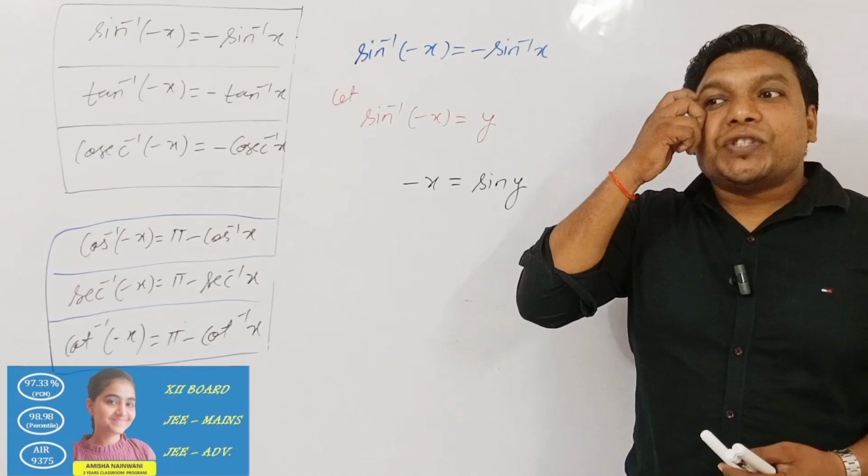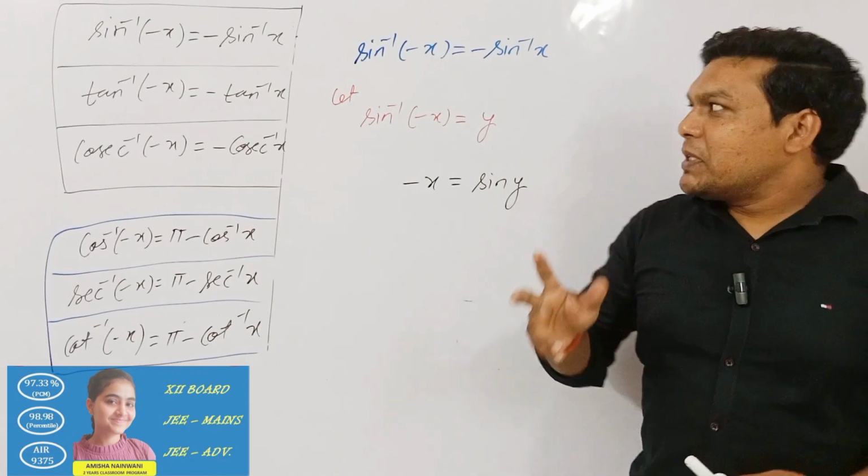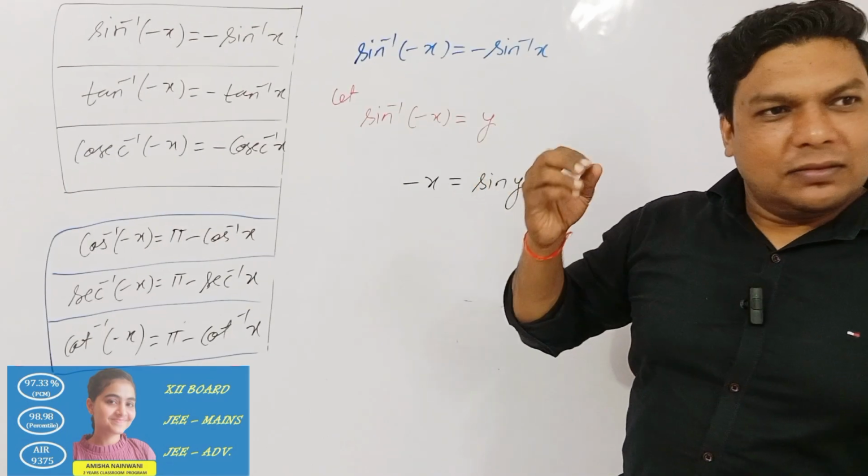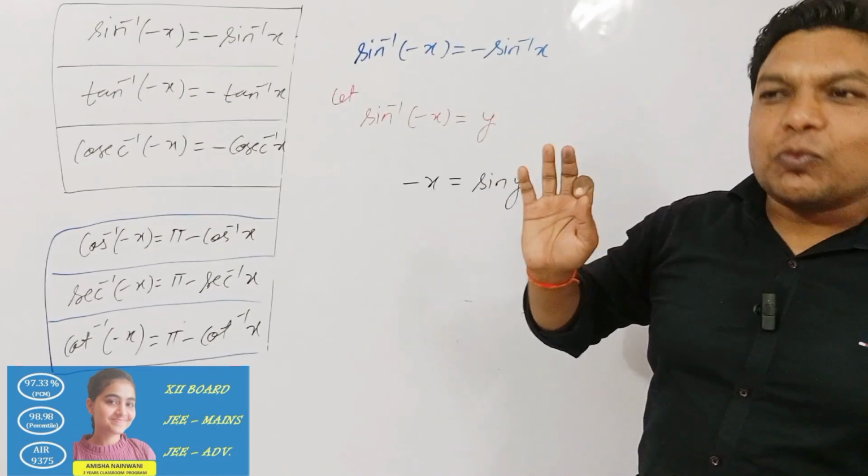Now the question is how it happens. Some people say that sine will go this side and it will be sine of y. सबसे वाहियात तरीका है, सबसे बेवकूफी वाला तरीका है.